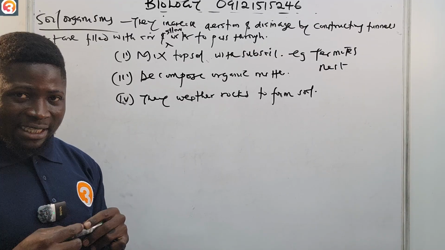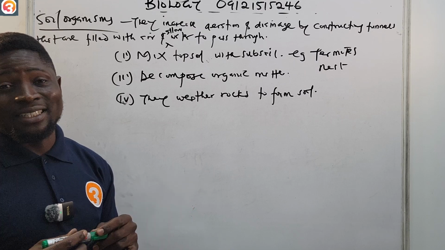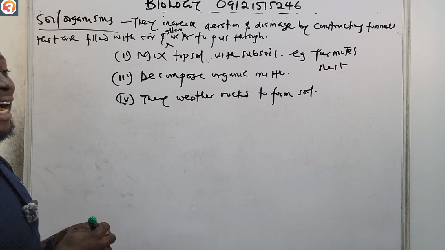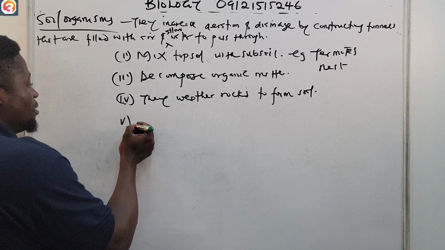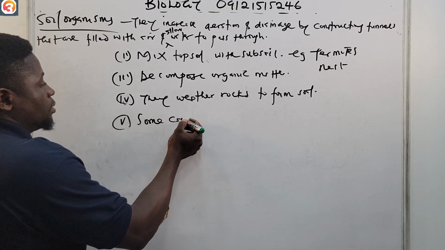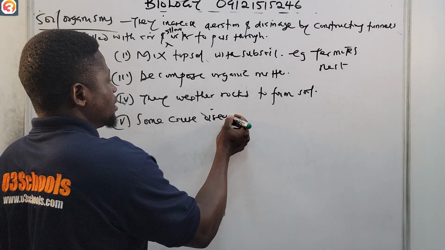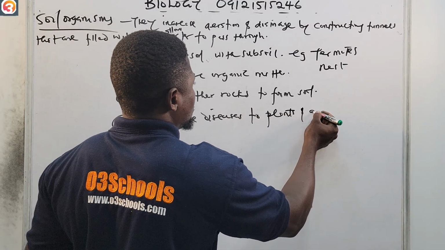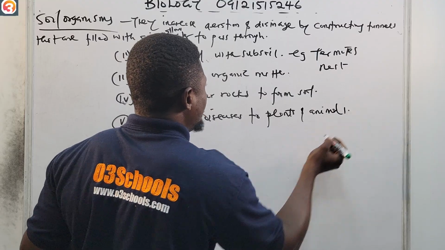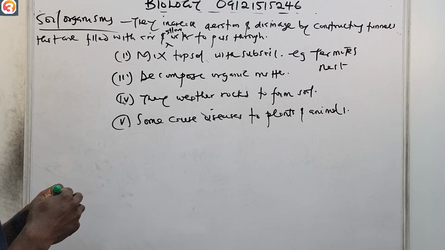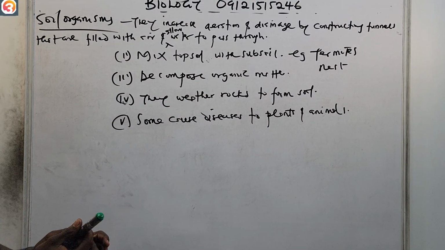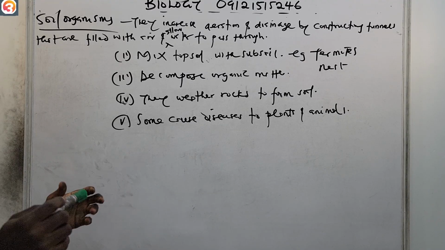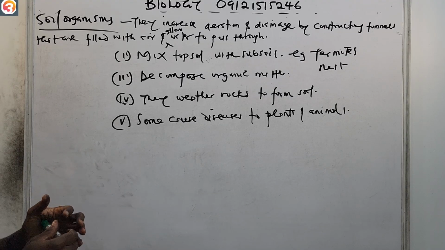Very, very important. But unfortunately, some cause diseases to plants and animals, okay. But you can't have it all. Some cause diseases to plants and animals. So all of these show the importance of the components of the soil: the soil organisms, organic matter, inorganic matter, air, and water.